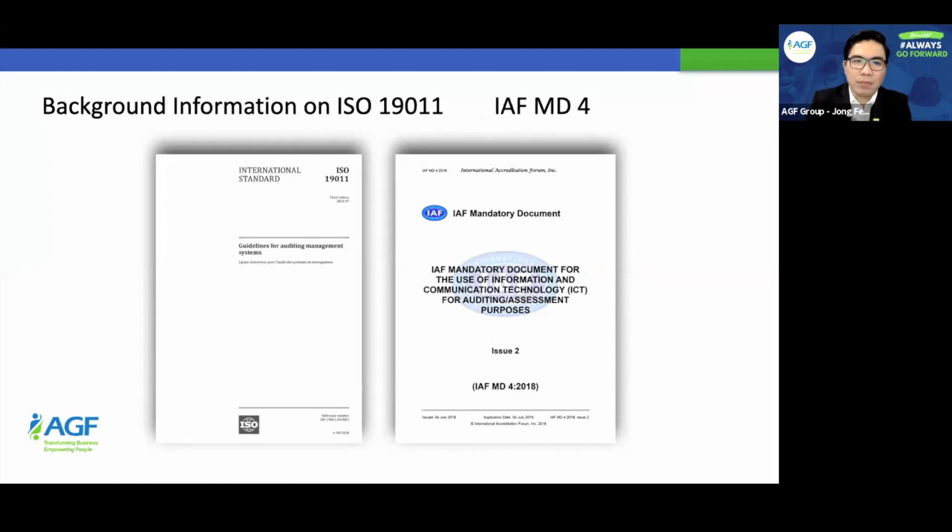This is very important for auditors. You need to understand the contents of these two standards, because the IAF mandatory document basically lays down the ground rules for what documents you are going to use when you're auditing using ICT. So if you're going to conduct an audit remotely using ICT, make sure that you refer to these documents. I don't plan to dig deeper into these documents today, but we can have a separate discussion on this. So take note of that.